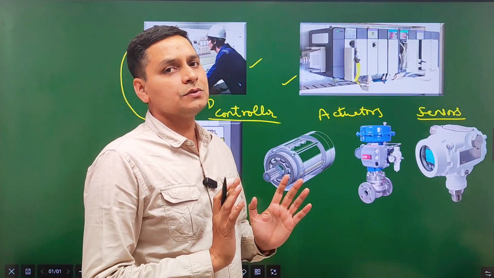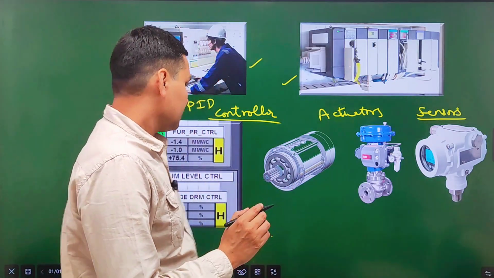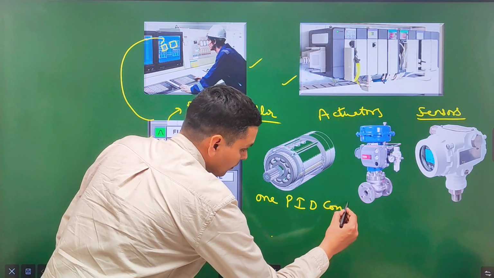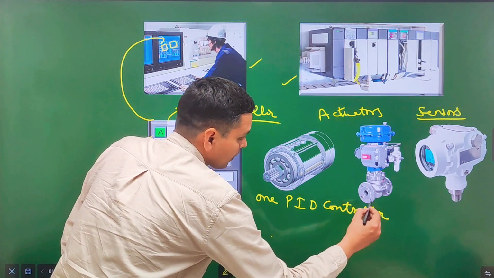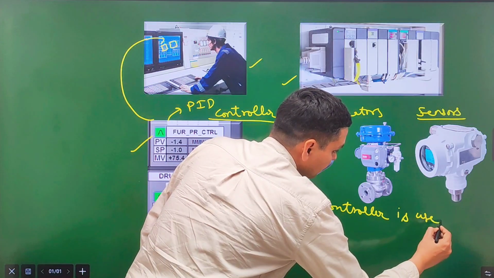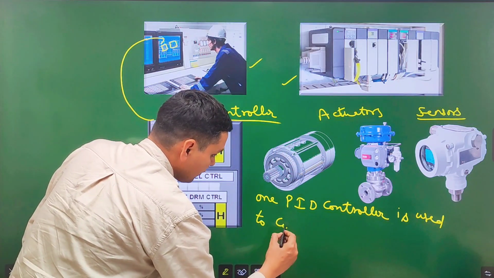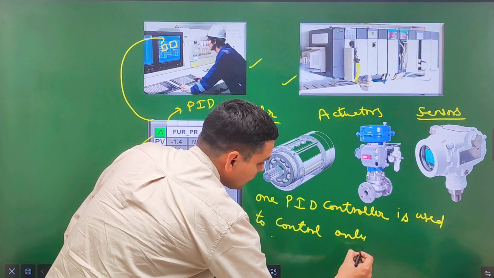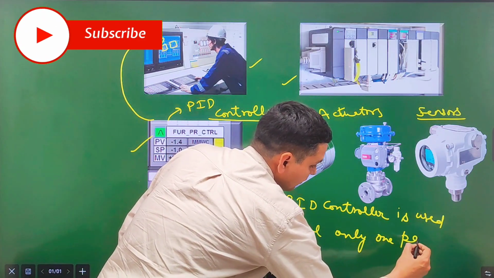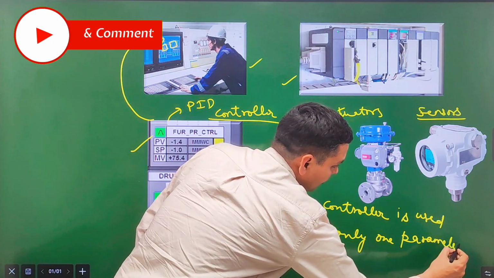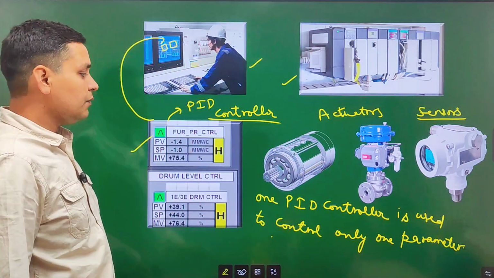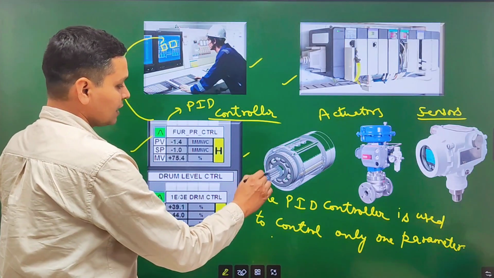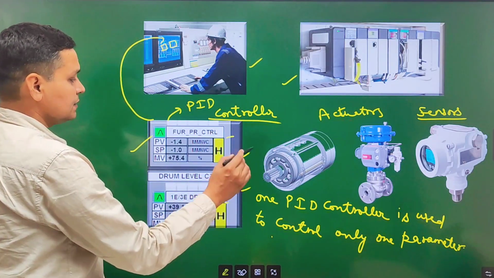Here is one important point, you can note it down. One PID controller is used for one process only. One PID controller is used to control only one parameter. So if we want to control various parameters, we will use various PID controllers like this and this.